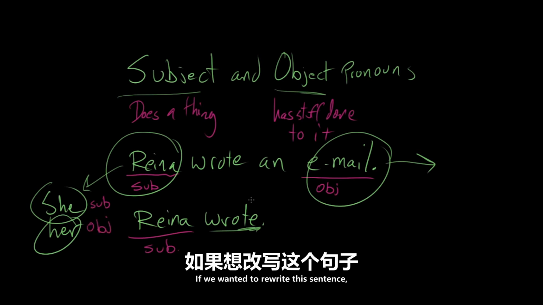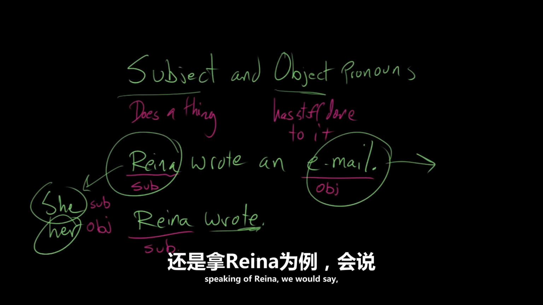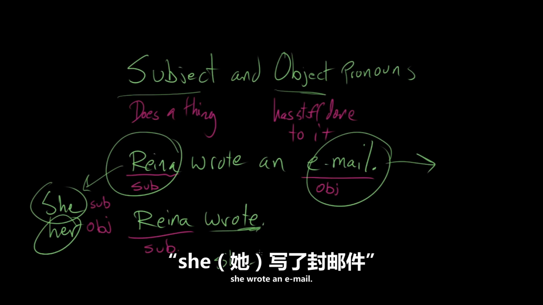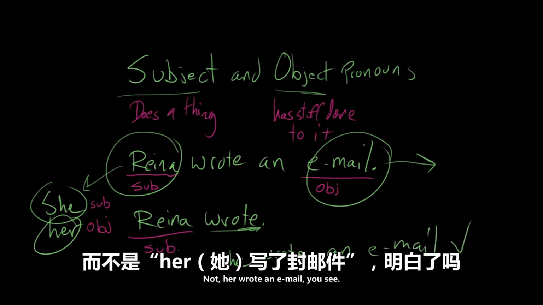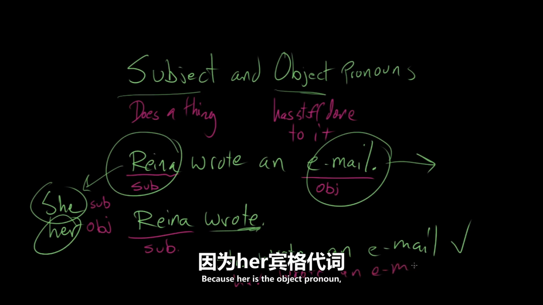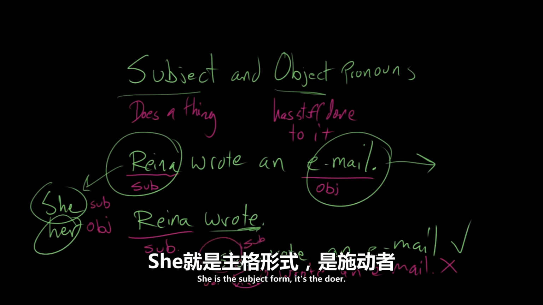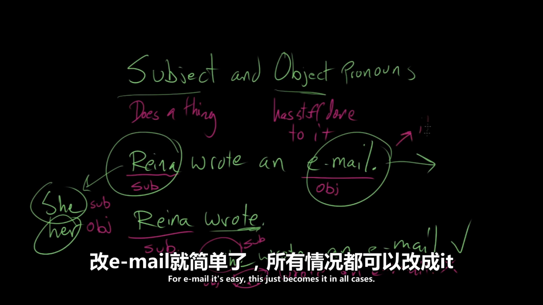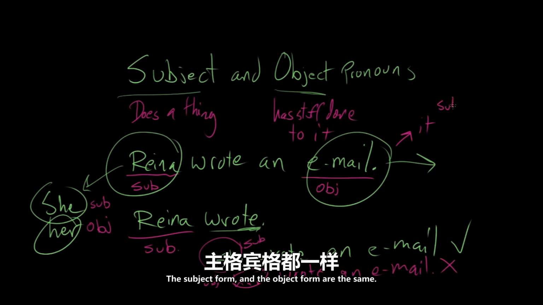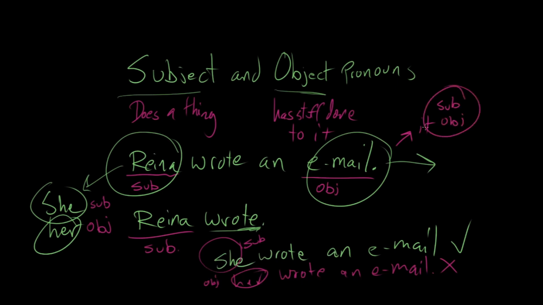So, if we wanted to rewrite this sentence, speaking of Raina, we would say, she wrote an email. Not her wrote an email, you see. Because her is the object pronoun, and therefore is the thing that has stuff done to it, as opposed to the doer of things. She is the subject form, it's the doer. For email, it's easy. This just becomes it in all cases. The subject form and the object form are the same. Let's do a couple more examples just to shore this up, so you see what I mean.